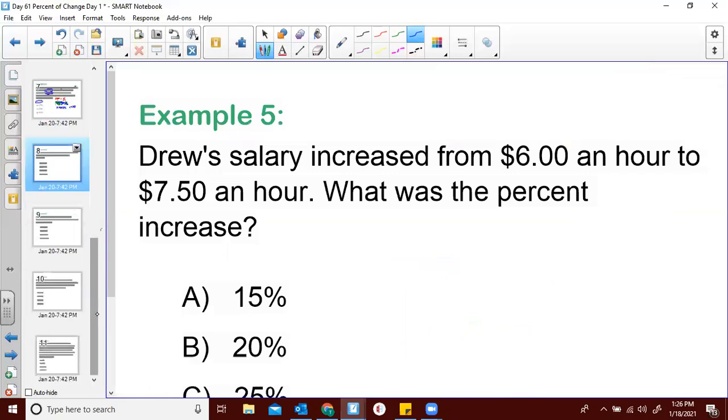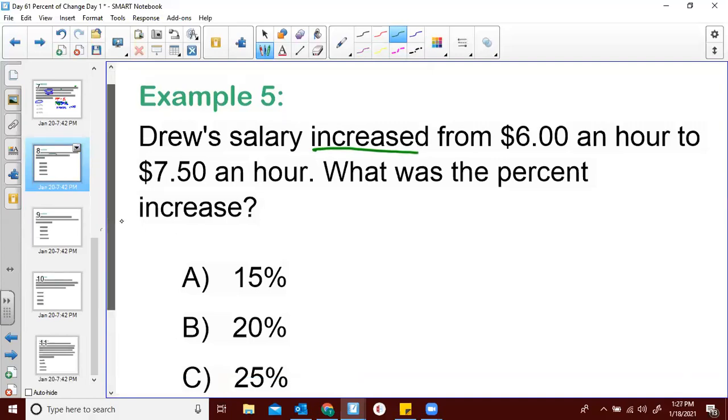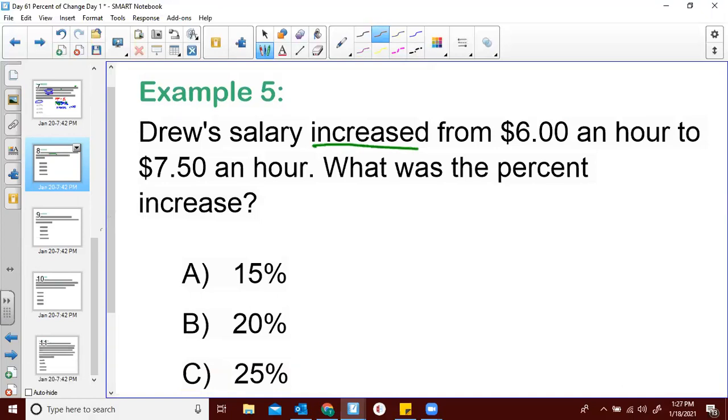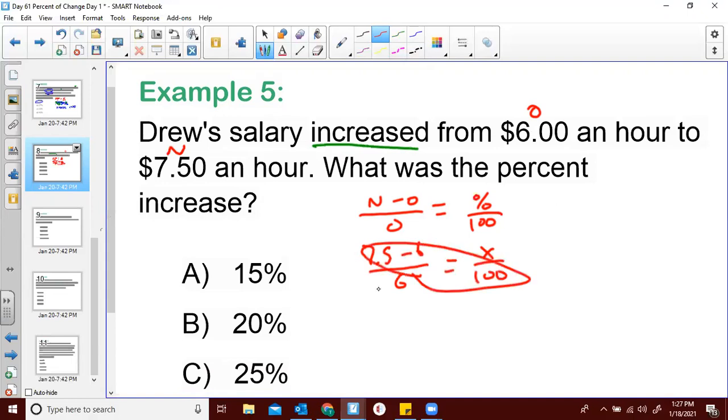All right, only a couple more. Drew's salary increased. Remember, increased probably means that we're going to get a positive answer. From $6 an hour to $7.50, what's the percent increase? So my formula is (n minus o) over o equals percent over 100. Well, what's my new? I increased from $6, that's my old, and my new amount is $7.50. Again, we're just going to cross multiply, divide by x's partner, and you'll see that x is going to be another 25%.